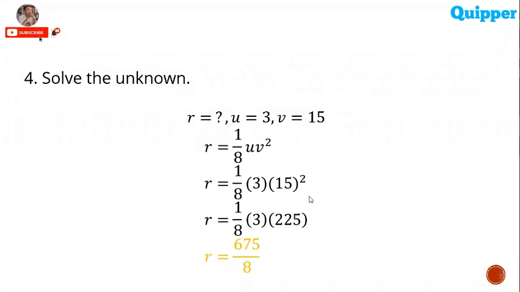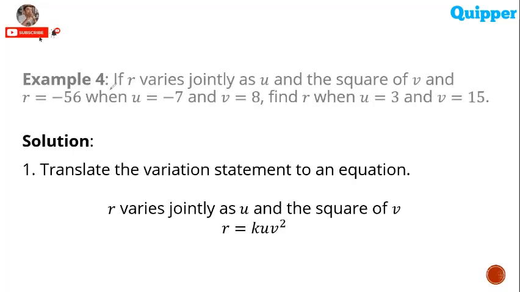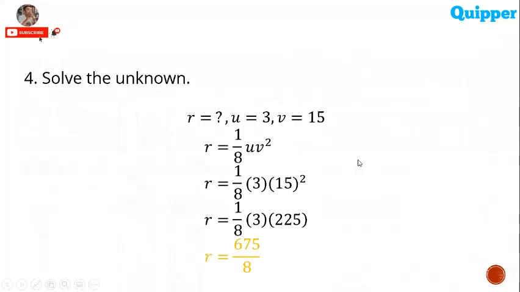Take note that in the question, there are other values of U and V. We'll go back to the problem. If R varies jointly as U and the square of V, and R is -56 when U is -7 and V is equal to 8, there is another problem, which is find R when U is 3 and V is 15. After finding the equation of variation, you now use the other values of U and V. U is 3 and V is 15. Just do the same process.